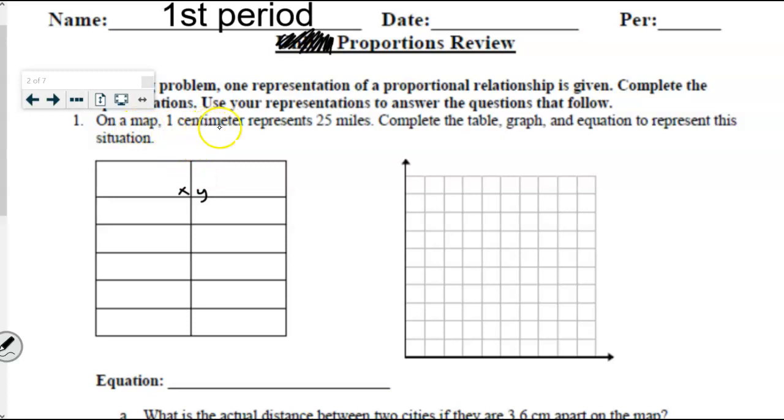So on a map, 1 centimeter represents 25 miles. I'm going to go ahead and put in the left column centimeters, and in the right column miles. Now that I have my labels set up, I can take the information that's given to me in the problem: 1 centimeter, so that's going to be a 1 in the centimeter column, represents 25 miles, that's going to be a 25 in the miles column right across from that 1. From there, we can find that constant of proportionality.